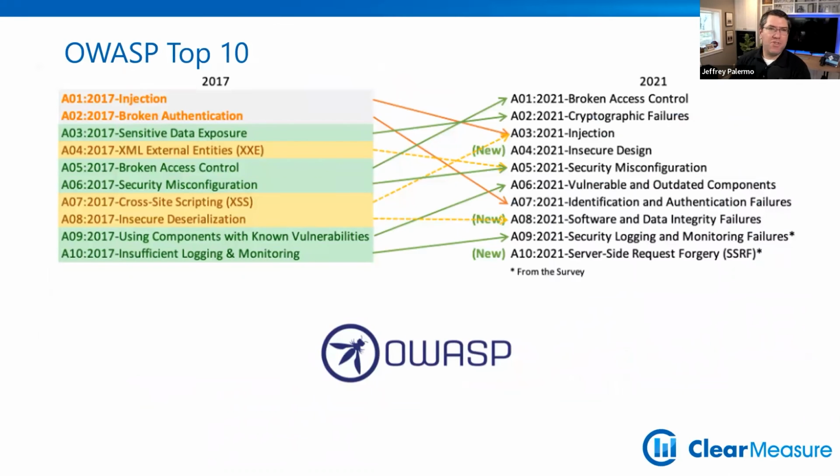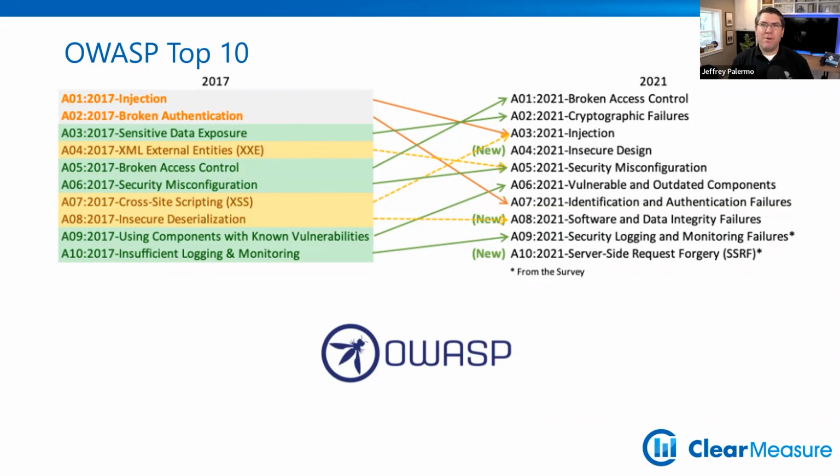All right. Something else you need to know is the OWASP Top 10. And we always, at Clear Measure, try to simplify complex topics. And there are other people also that have simplified these security concepts. OWASP is one of the organizations that has done a good job of it. And they've constantly published the top 10 most frequently successful attacks. And so in 2017, they had a survey, and in 2021, they had a survey.